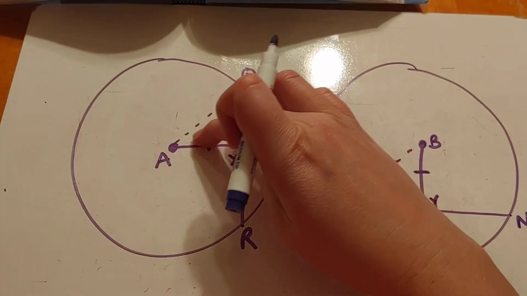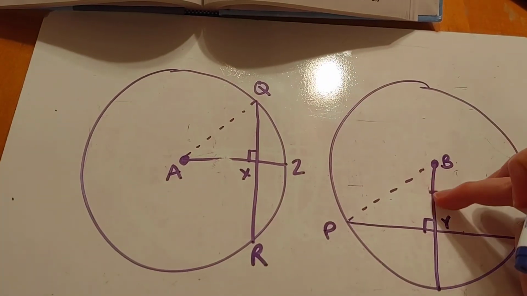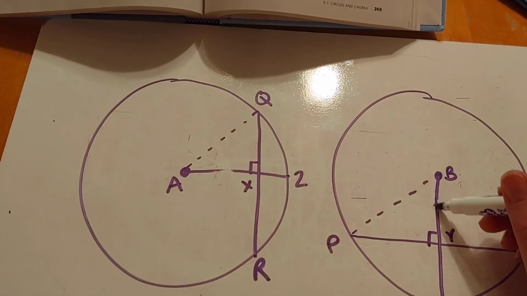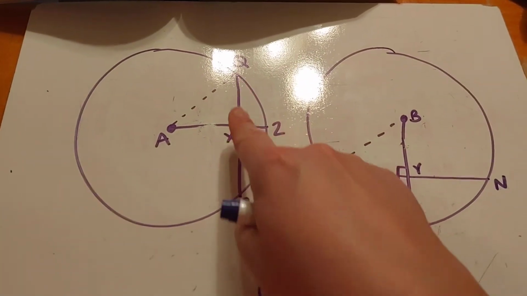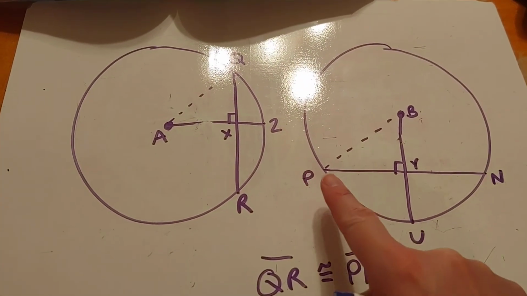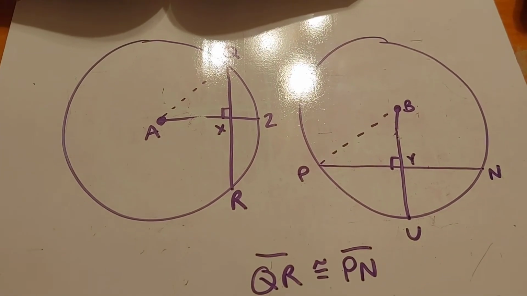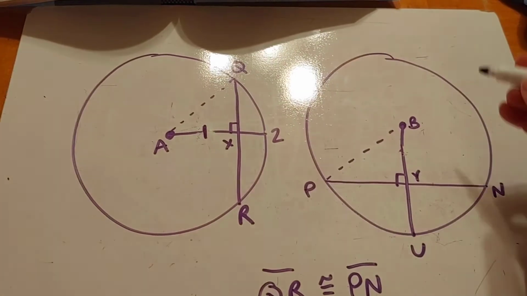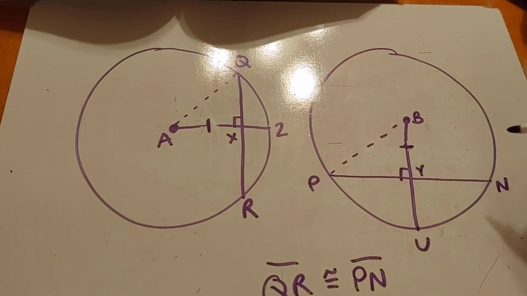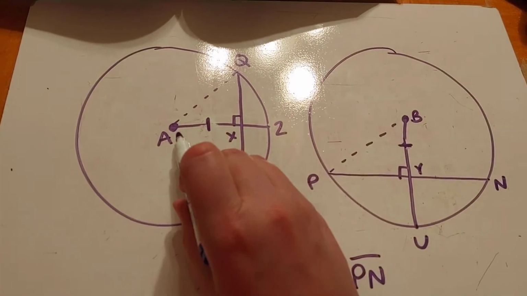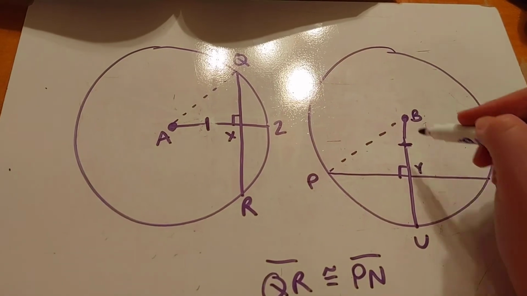So now I don't know that these are congruent just yet. The only thing that I am given is the fact that this QR chord is the same length as this chord PN. Once I'm given that information, I know that segment AX is congruent to segment BY because that is the distance from the center to the chord.